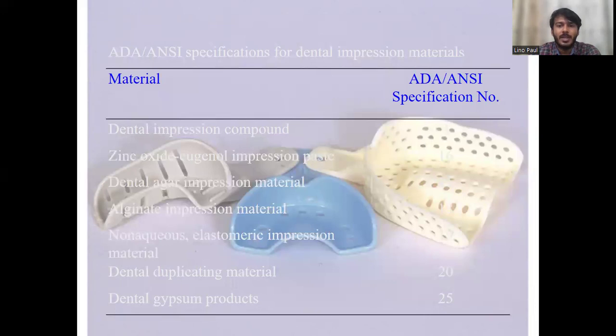Now, the ADA specification numbers. Impression compound, ADA specification number is 3. Zinc oxide eugenol impression paste, ADA specification is number 16. Dental agar impression material, ADA specification is number 11. Non-aqueous elastomeric impression material, number 19. Dental duplicating material, that is number 20. Dental gypsum products, number 25.